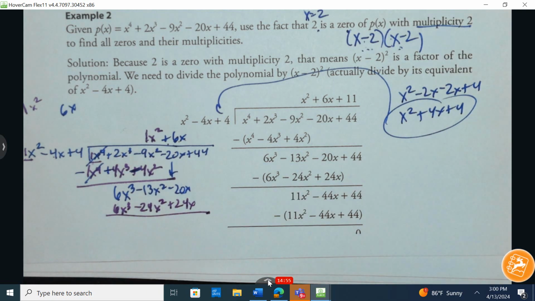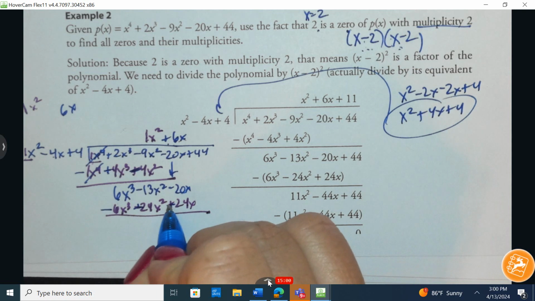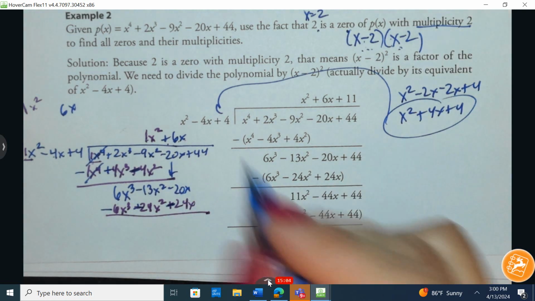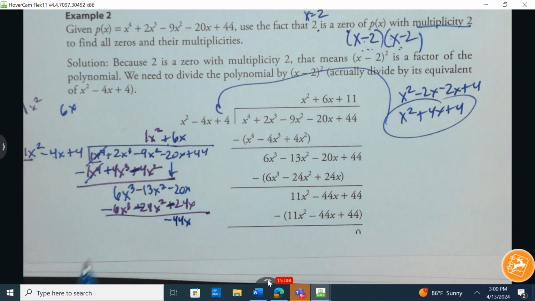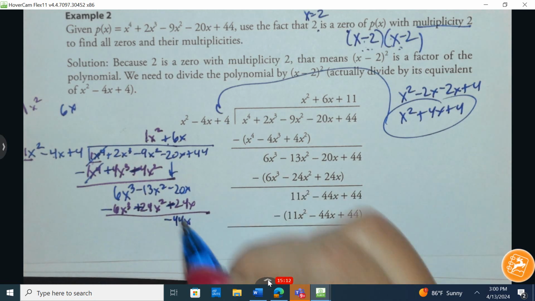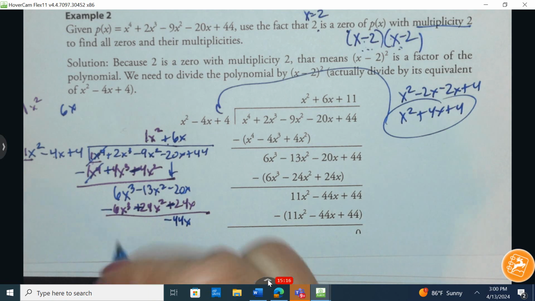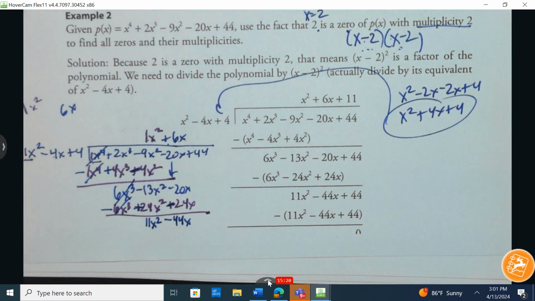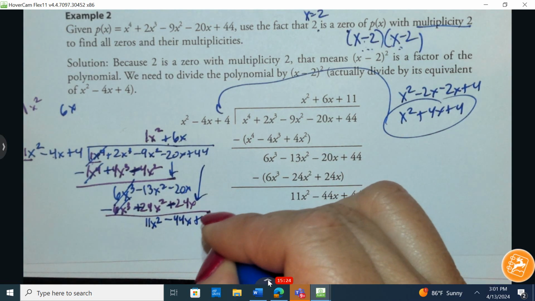Now I'm going to go through and change the signs of everything on the second row, and I'm going to add down. So when these add together, I end up with negative 44x. Let's see, I got to make sure here. This looks like it's supposed to be addition. Yes, it's supposed to be addition. So the difference between 13 and 24, the difference is 11, so it's a positive 11x squared, and these are additive inverses. Let's bring down the next number, a positive 44.